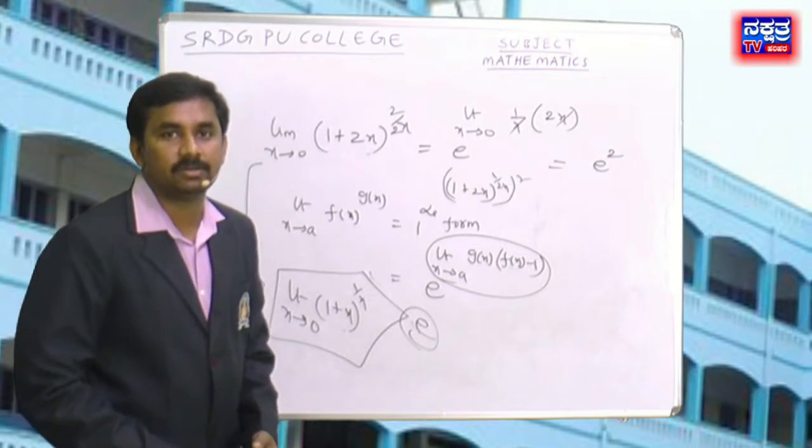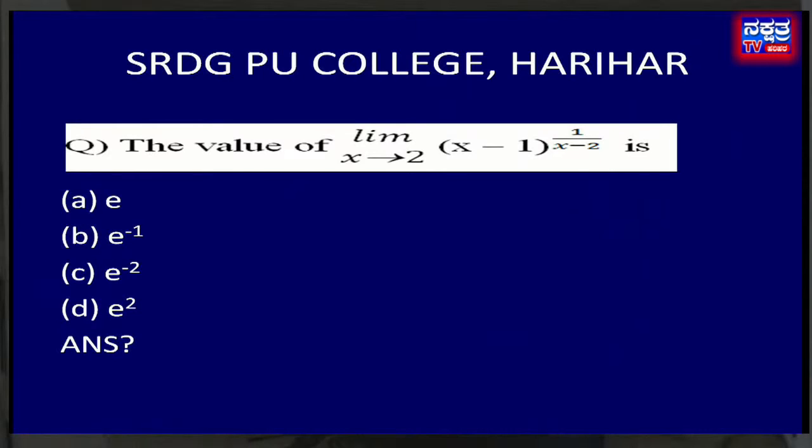What's the next question? The value of limit x tends to 2, (x minus 1) whole power 1 by (x minus 2) is: option A, e; option B, e power minus 1; option C, e power minus 2; option D, e square. Watch the board.